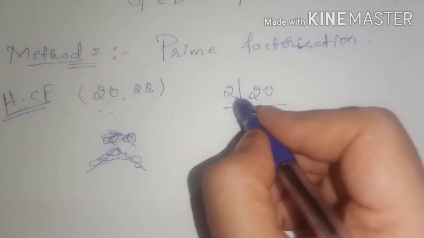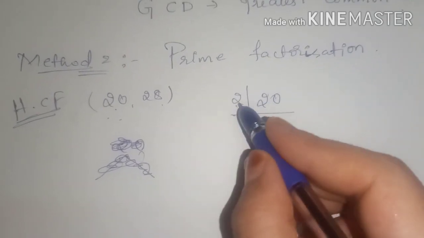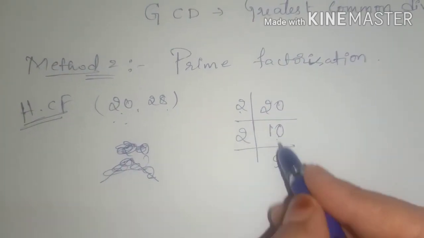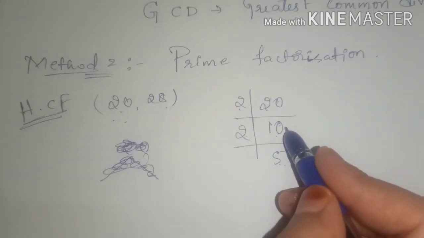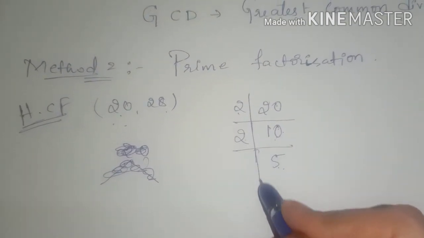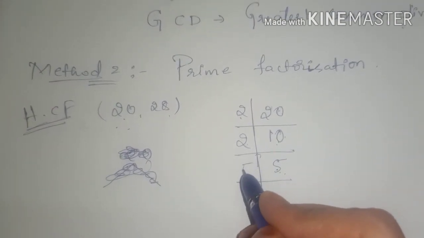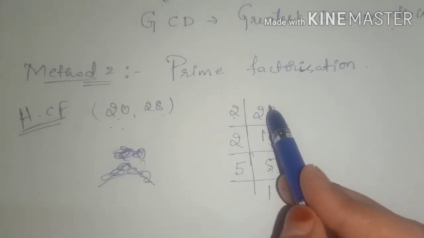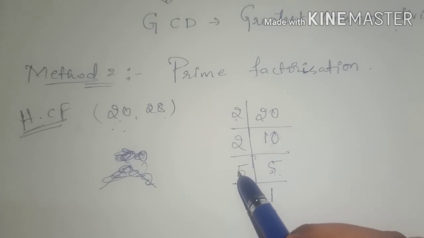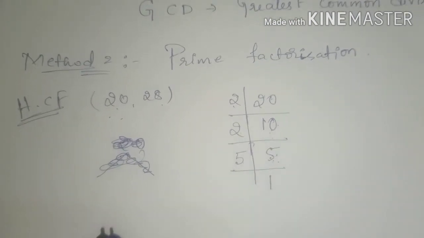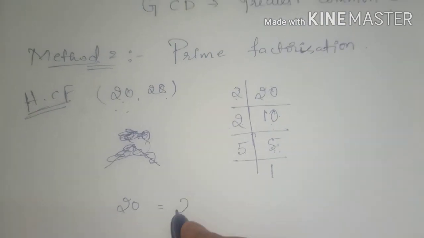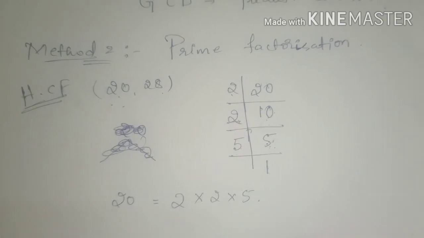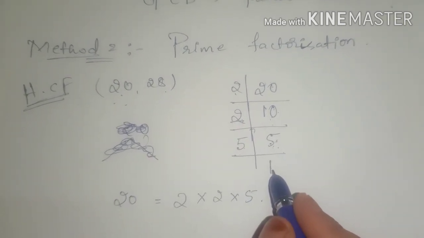20 can be written as: 2 tens are 20, right? Then 2 fives are 10. Are you following? Next, 5 is divisible by 5 itself, 5 ones are 5. So 2 tens are 20, 2 fives are 10, and 5 ones are 5. So the prime factors of 20 are 2 into 2 into 5. Of course, 1 is a factor of every number.